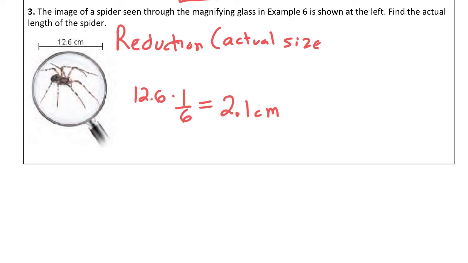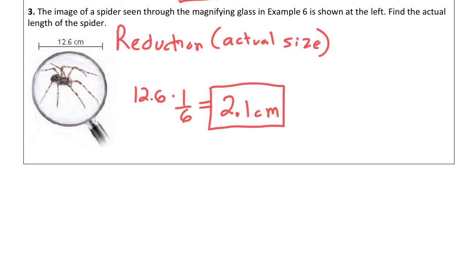Okay, so this example is the flip side of example 6. We are looking at the spider through the magnifying glass, and it appears to be 12.6 centimeters. We want to find the actual length, so that basically flips our scale factor. It's the reciprocal of our scale factor, because if I were enlarging this, I'd multiply by 6. But the fact that I'm reducing it means I multiply by 1/6. So it's 1/6 the size, meaning that spider is actually 2.1 centimeters long or wide, or however we want to say it.